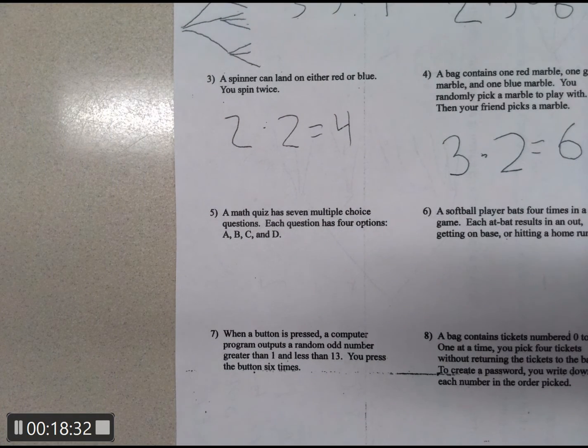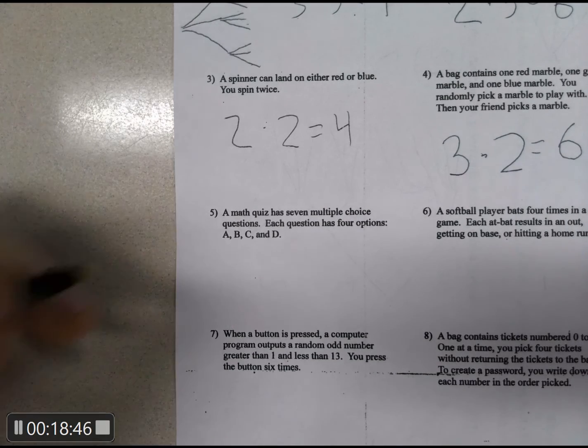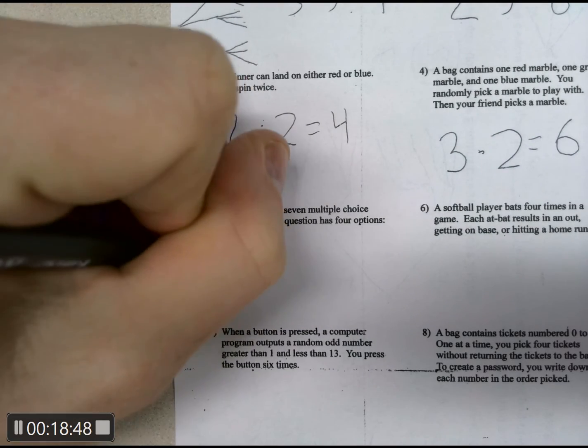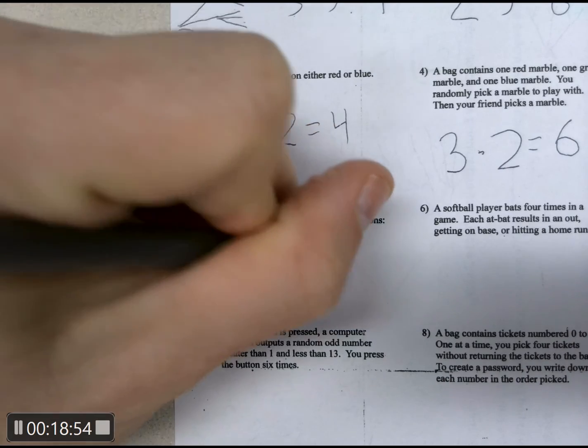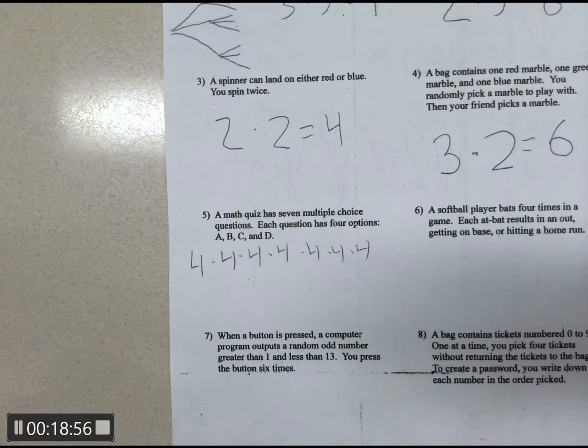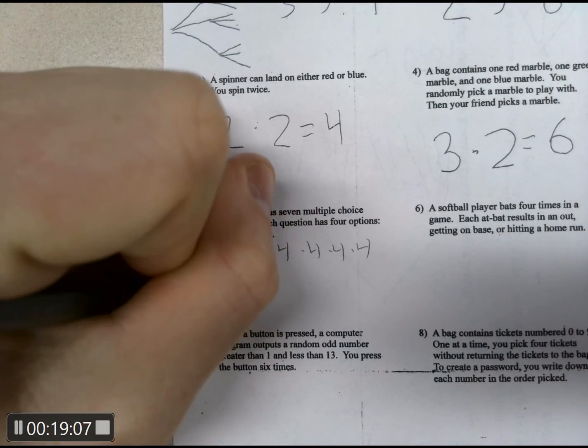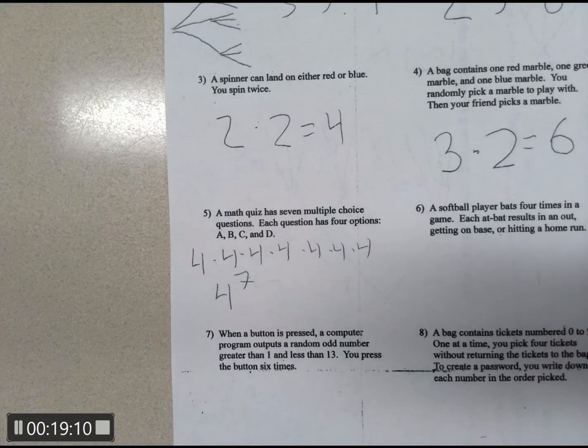Alright, so these get a little more complicated. We have 7 multiple choice questions. Each question has 4 options. So that means we're choosing between 4 options, A, B, C, or D, 7 times. So it's going to be 4 times 4 times 4 times 4 times 4 times 4 times 4. What happens when we multiply the same number by itself 7 times? What's another way to write that? It's an exponent, right?